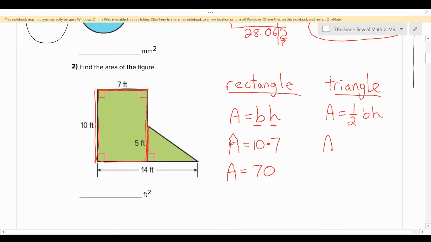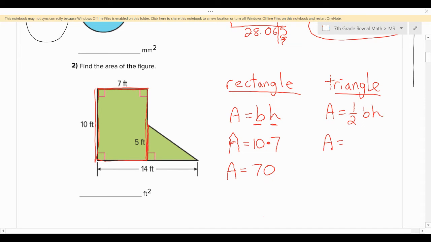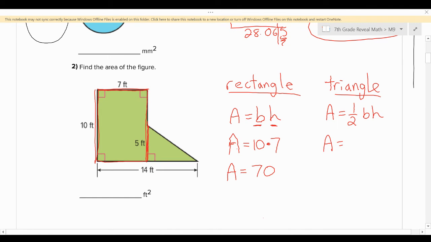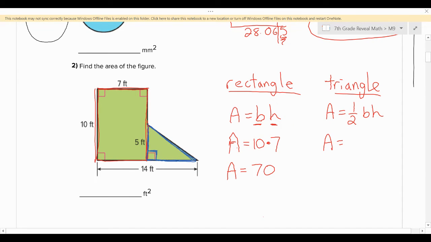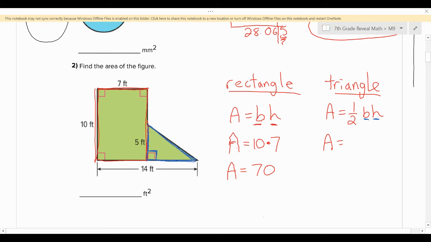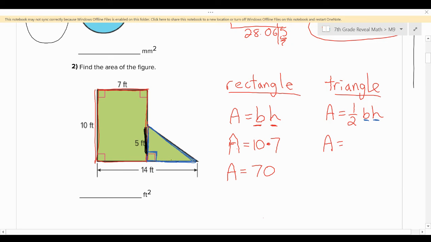Now, onto that triangle. This is where it gets a little tricky. I'm going to just change colors so I can be a little more clear. I'm going to go with this triangle here. Now, we see that right angle. Bingo. So we know our base and our height are going to meet at that right angle. So that means we're talking about this right here and this right here.